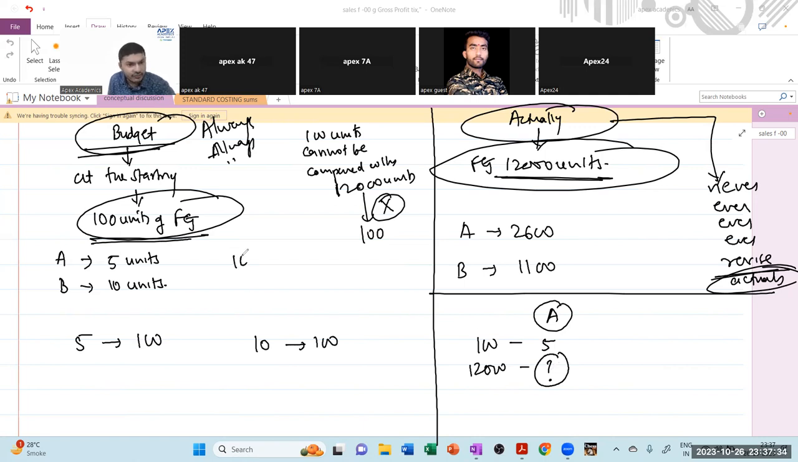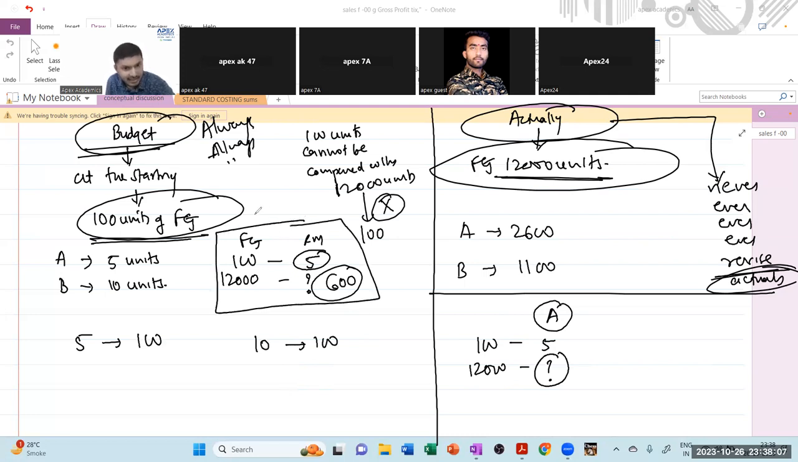I budgeted that for 100 units of finished goods, I require raw materials 5 units. So now for 12,000 units, how many raw materials will I require? The answer is very, very simple. It will be 12,000 multiplied by 5 divided by 100, and your answer is I need 600. I need how many? I need 600. I hope everybody is with me on that. Do you understand this elementary mathematical calculation?